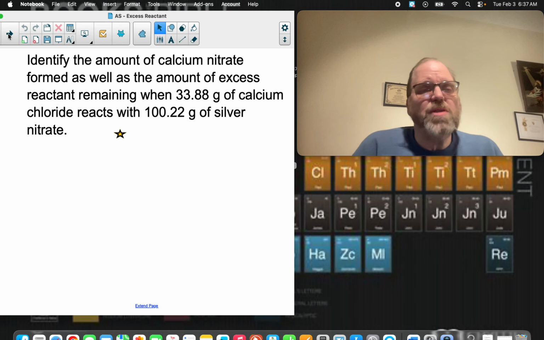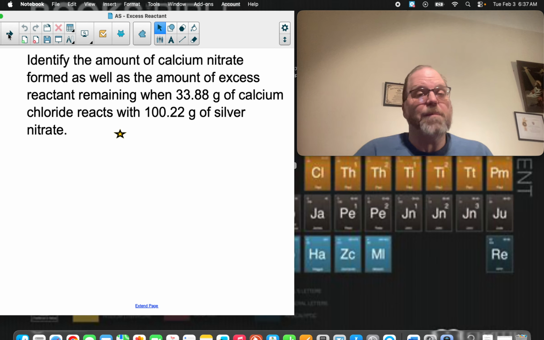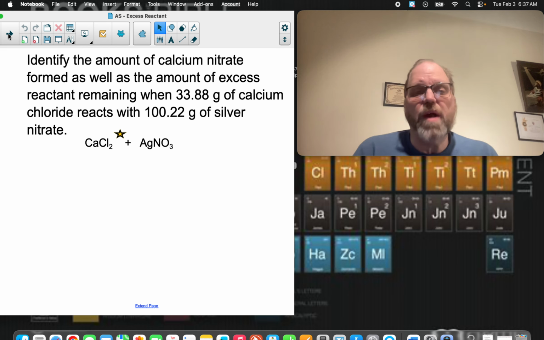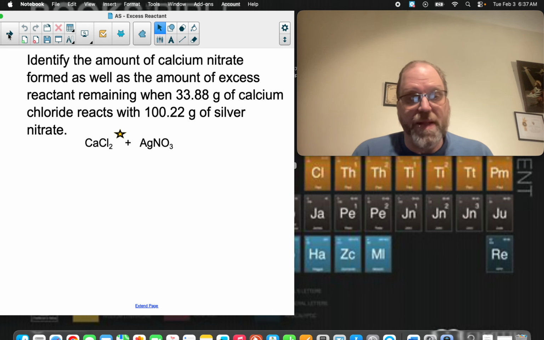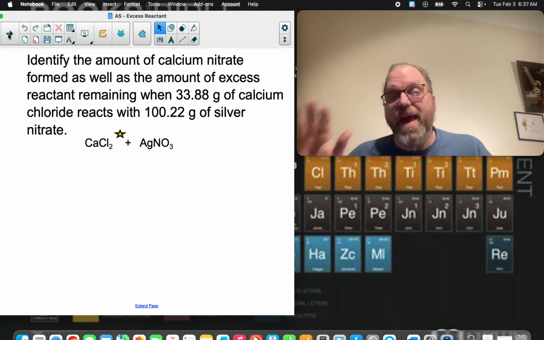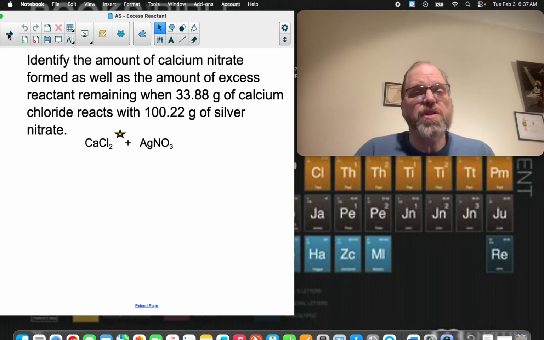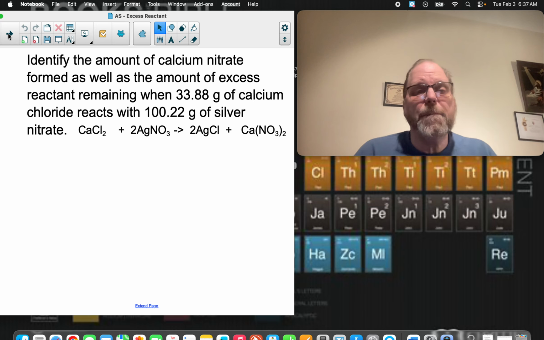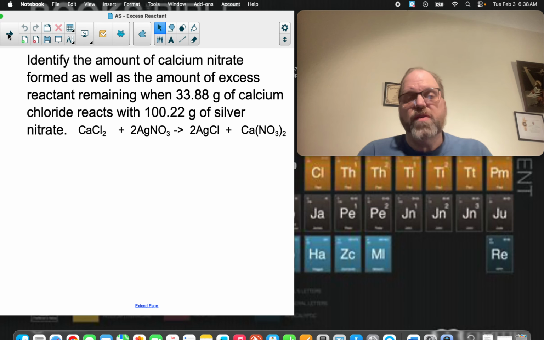Identify the amount of calcium nitrate formed as well as the amount of excess reactant remaining when 33.88 grams of calcium chloride react with 100.22 grams of silver nitrate. Now, the reaction: calcium chloride, calcium 2 plus and chlorine minus, silver 1 plus and nitrate minus, so they equal out. This is double replacement. Calcium, the cation, is going to go with the anion, nitrate, so we generate silver chloride and calcium nitrate. Balancing it up, I'm going to put 2 in for silver nitrate and 2 in for silver chloride.